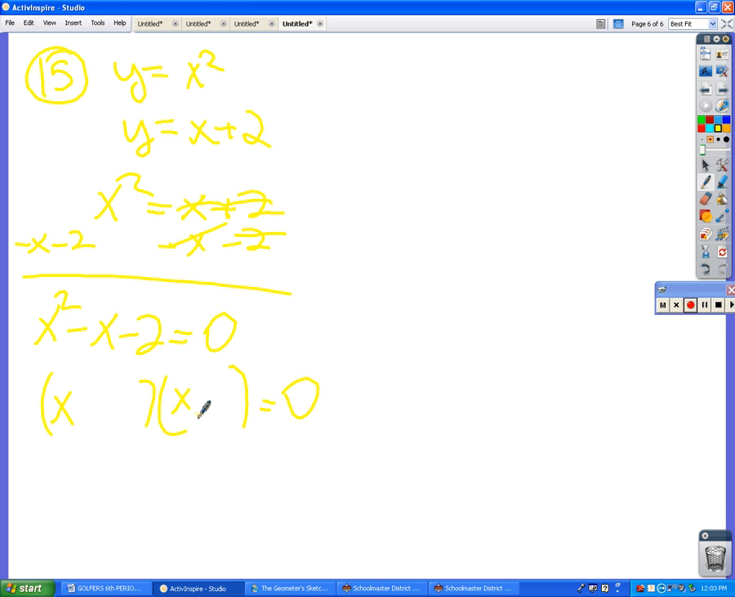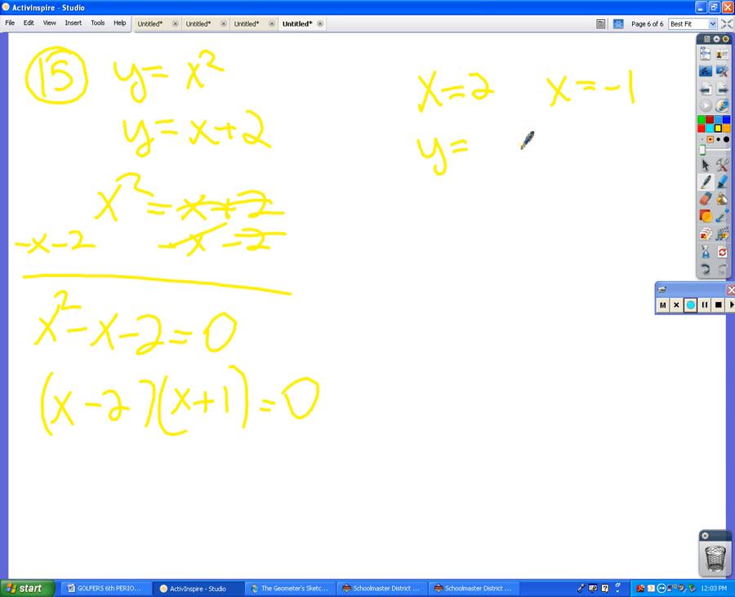x and x goes in front. Two numbers that multiply together to be negative 2 and add to negative 1 are negative 2 and positive 1. And so my two x answers are 2 and negative 1.